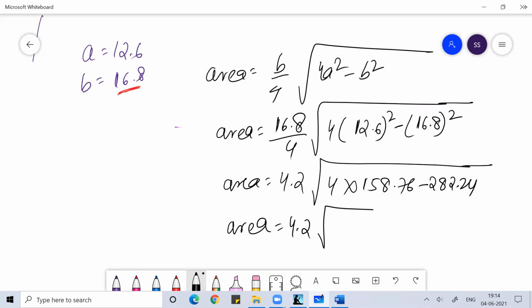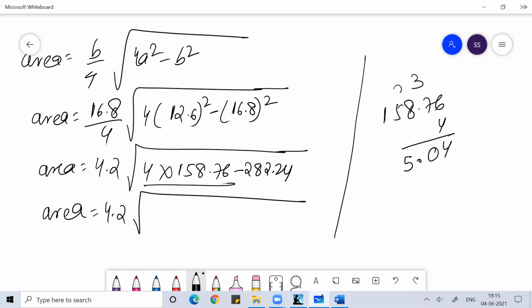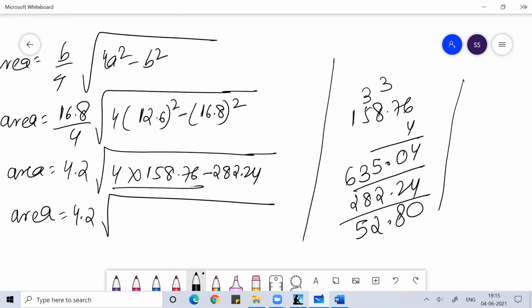This is 4.2. Then solve this. 158.76 times 4, 24, 2 carry. 28, 30, 3 carry. 8 4s are 32 plus 3, 35. 3 carry. 20, 23, 2 carry. 6, correct? Okay. Then you subtract this with 282.24, and this is 2, and this is 5, 5 minus 2, 3. 352.8. Check calculation mistake. Correct.